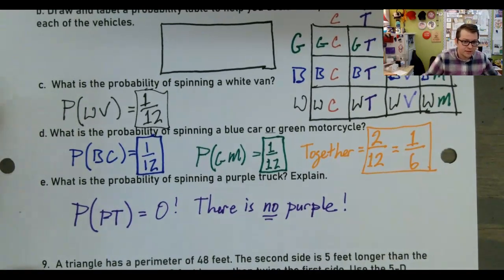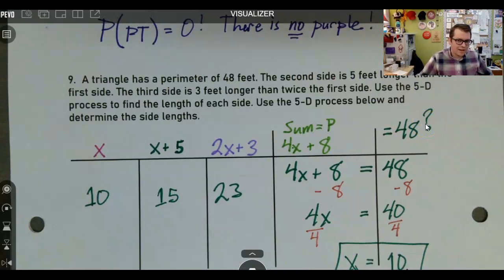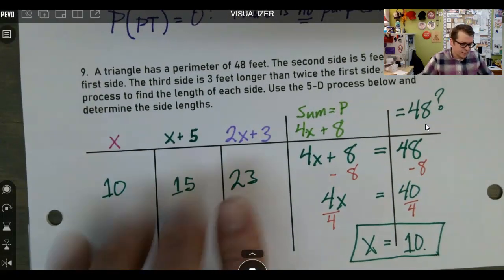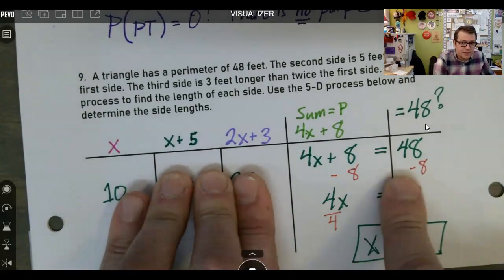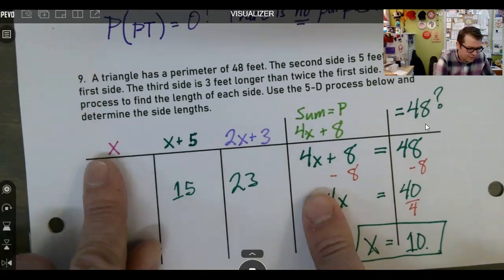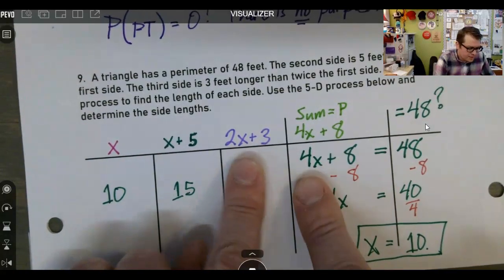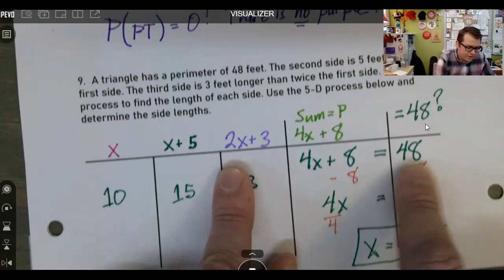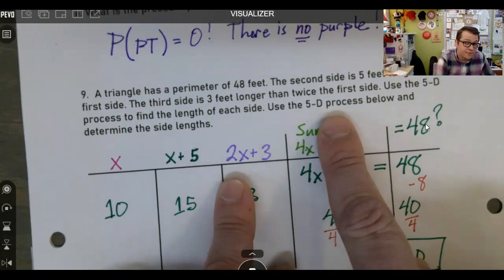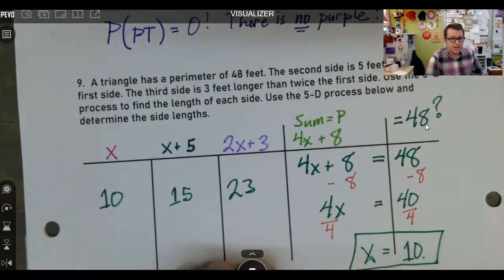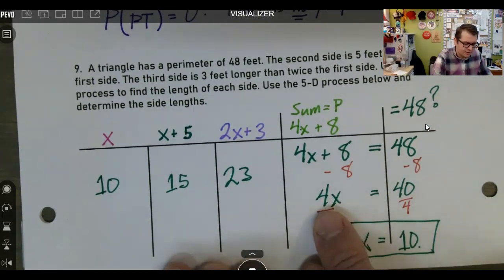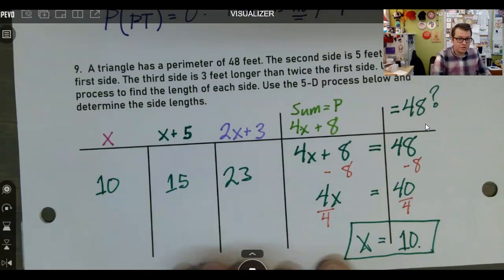For number 9, I set up my 5D process, but instead of guessing and checking, I actually didn't do this part first. I did this part over here first, because after I set up my 3 different sides of the triangle, I was able to put them all together and essentially go ahead and use algebra to solve. So I know this says use the 5D process, but if you're comfortable with algebra, you're able to use it in a lot of situations. So if I take 8 away from the entire thing, I end up knowing that my 4x's need to be 40, x comes out to be 10, and then I can plug it back in and check it.